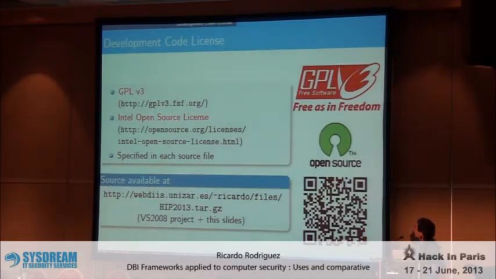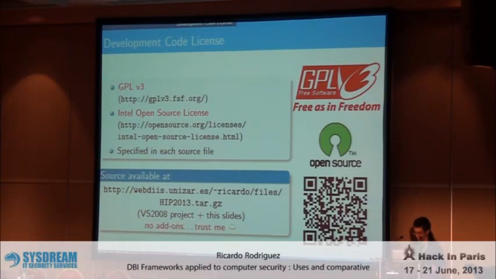And we are going to see some demos in this talk. All of them have been developed with the GPL version 3 license. Some are under the Intel open source license, and each one of the licenses is specified in each one of the source files. And everything is available, so the demos and also these slides, in this URL you can access from the QR, and trust me, there are no add-ons on the PDF, I think.